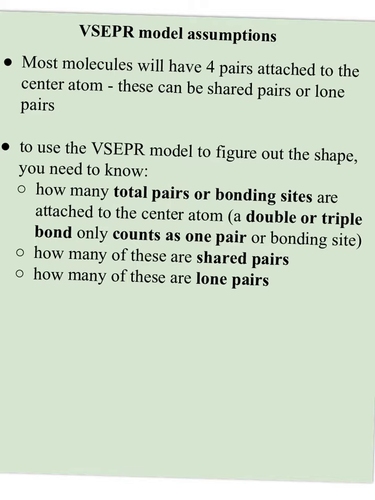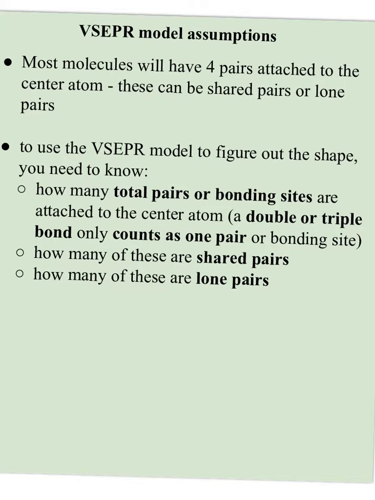So most molecules will have 4 pairs attached to the center atom, and they can be shared pairs or lone pairs. The shared pairs could be single bonds or double bonds, but there should be 4 pairs of electrons around most center atoms. So to use the VSEPR model to figure out the shape, you need to know how many total pairs or bonding sites are attached to the center atom. I tend to call them bonding sites because a double or triple bond is still only one bonding site, even though it has 2 or 3 pairs. You can think of it as just being one pair or one bonding site.